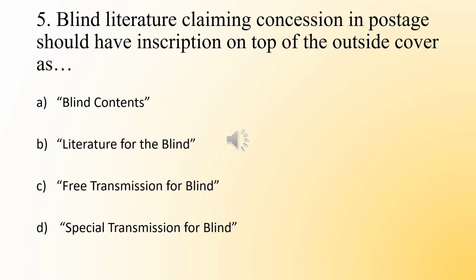Question number 5. Blind literature claiming concession in postage should have inscription on top of the outside cover as option A, blind contents. Option B, literature for the blind. Option C, free transmission for blind. Option D, special transmission for blind. The correct answer is option B, literature for the blind.